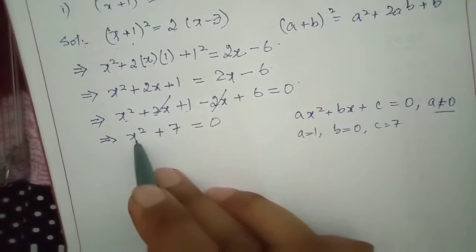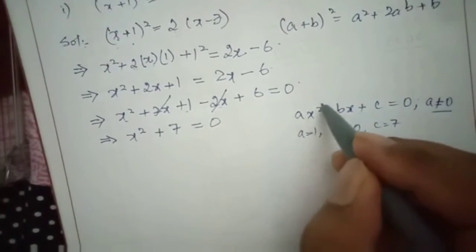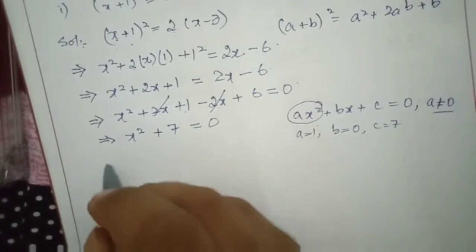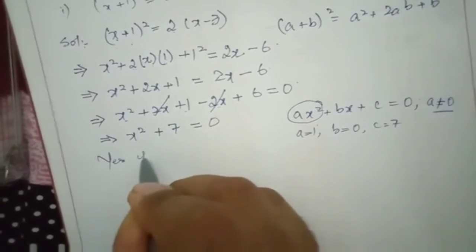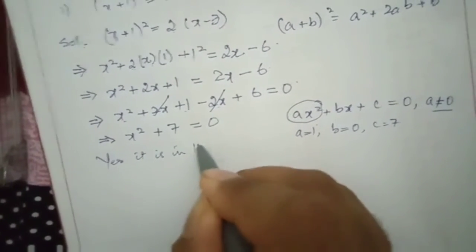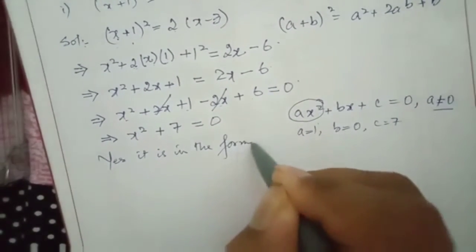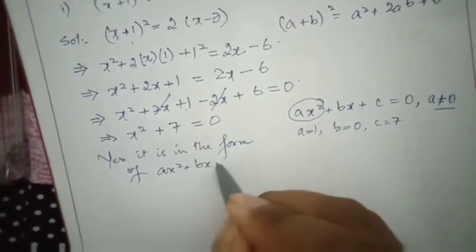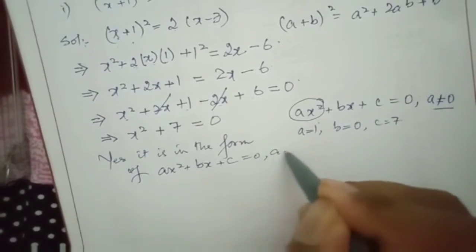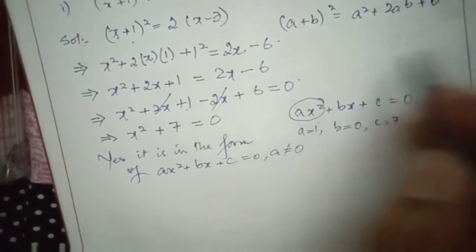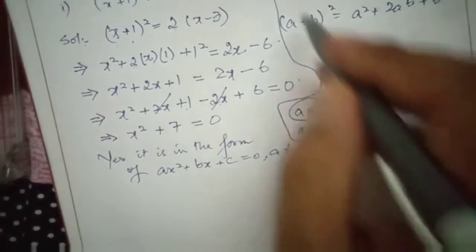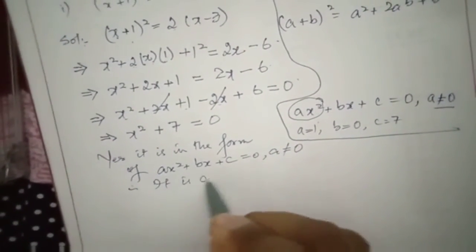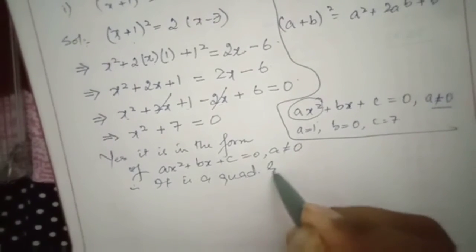Whenever you see the power of x as 2, it means the term containing ax square is present, so it is a quadratic equation. We can write yes, it is in the form of ax square plus bx plus c is equal to 0, a is not equal to 0. Therefore it's a quadratic equation.